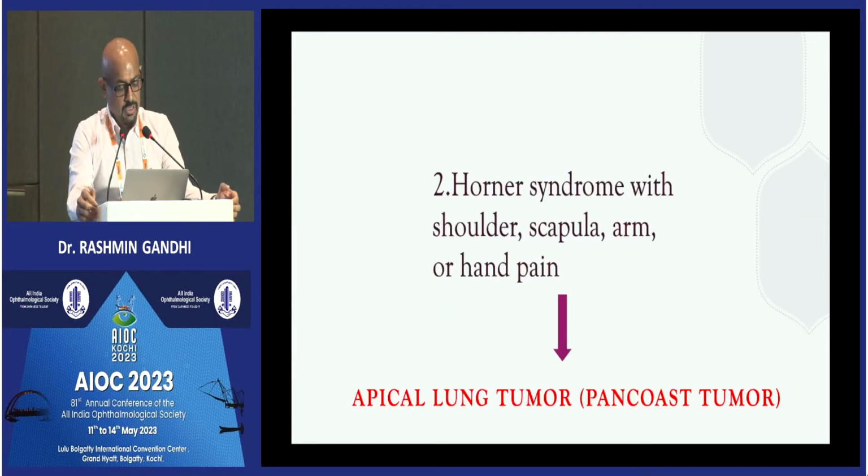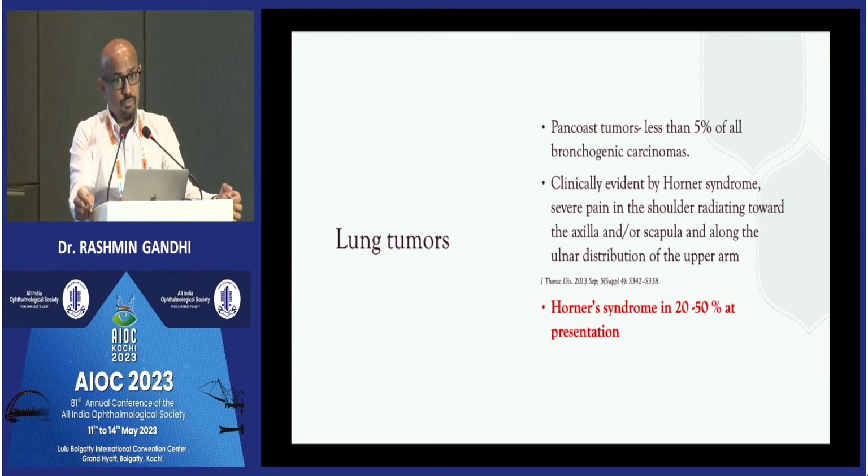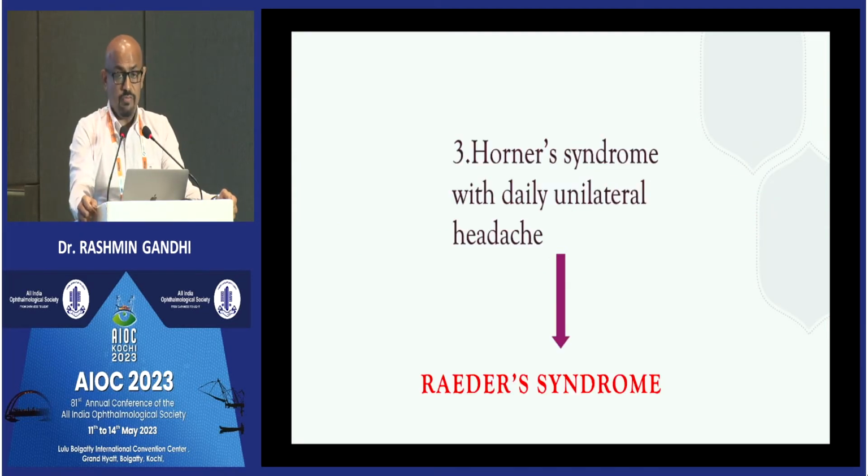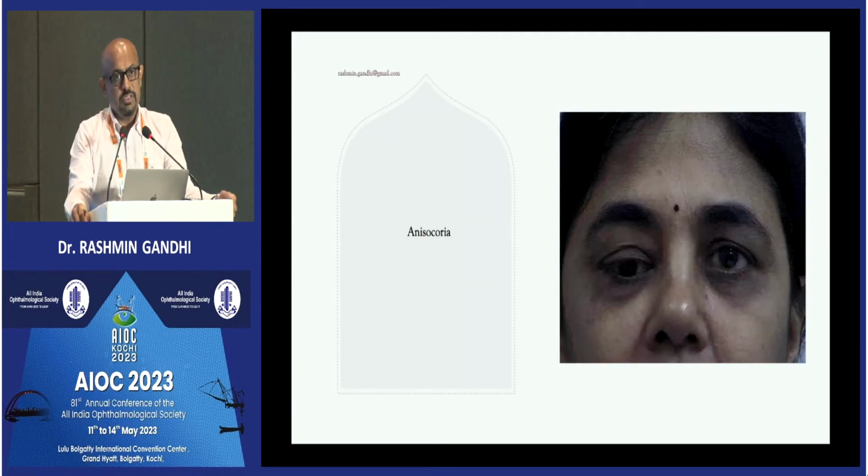The other possibility is Horner syndrome with shoulder, scapula, arm or hand pain. So if a patient has anisocoria and is complaining of pain more down, the patient might be having a Pancoast tumor or apical lung tumor. Again, 20 to 50% of these lung tumors would have Horner syndrome on presentation, and some of them can present to us first. A patient complaining of daily unilateral headache may have cluster headache or trigeminal neuralgia, and generally these patients are managed by a neurologist. So that's about scenario number one, a patient coming to you with headache or neck pain, and you found anisocoria. The second step would be to find out what happens to anisocoria in a dim versus bright environment.